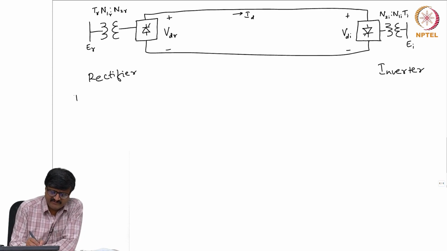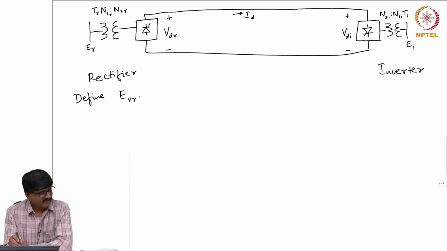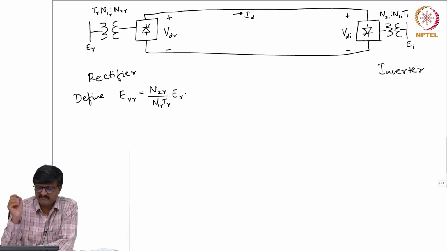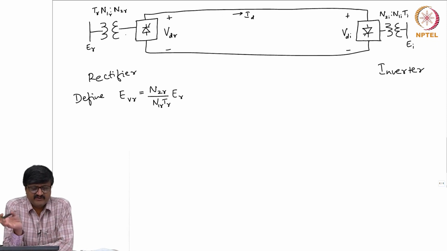Now, I make some notations. Define EDR as, okay, and before defining EDR, let me define one more quantity, EVR, as N2R by N1R times TR times ER. Now, what is the purpose of this definition? See, if you look at the transformer on the rectifier side, if on one side the voltage is ER, the voltage you get on the other side of the transformer is N2R by TR N1R times ER.